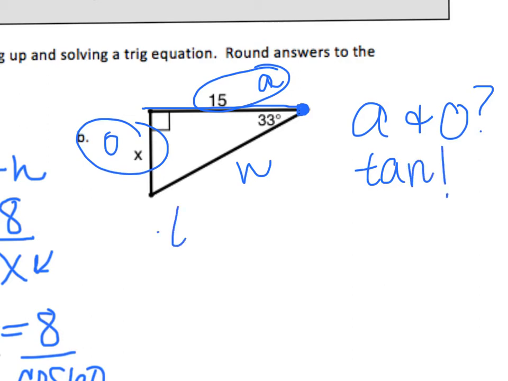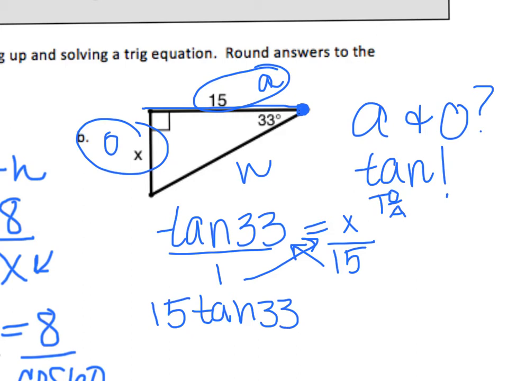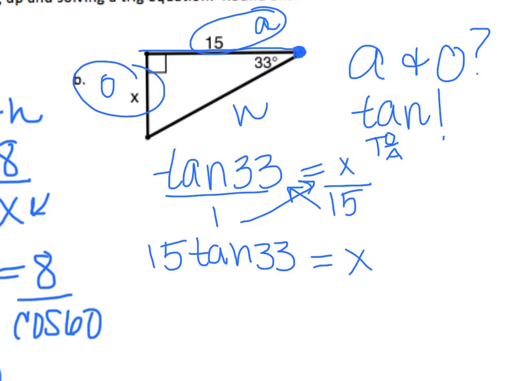So now what we're going to do is take tangent of 33, and that's going to equal the opposite, which is x, over the adjacent, which is 15. From here, again, we're going to cross multiply. So put the 15 in front of the tangent of 33. Don't multiply 15 by 33. That's not what this means. Tangent is a function that we've got to do something with the 33. It's not just a number 33. And then 1 times x. Since x is by itself in this problem, we don't have to divide anything by anything. So we can just put this in our calculator.